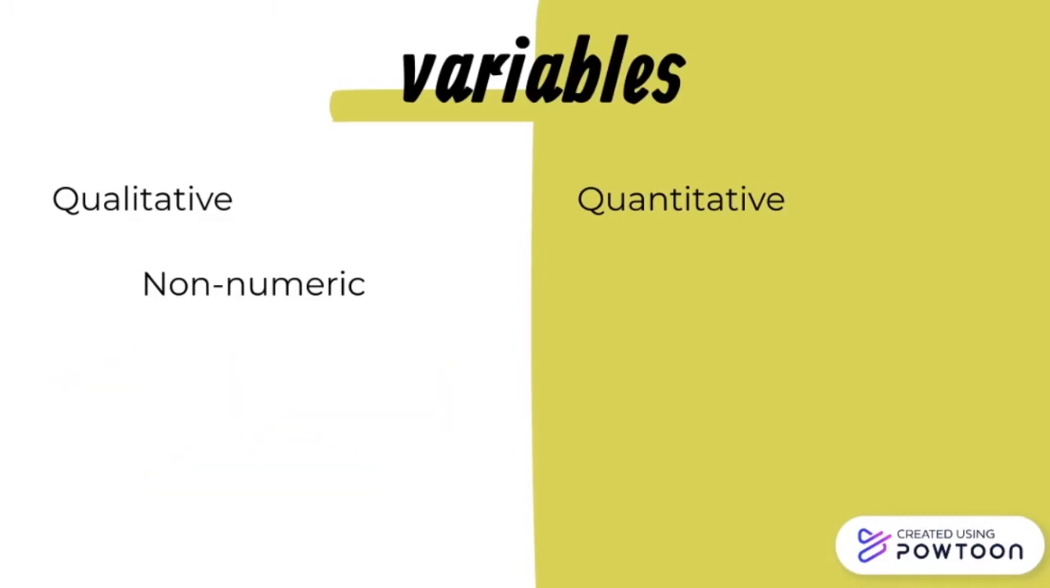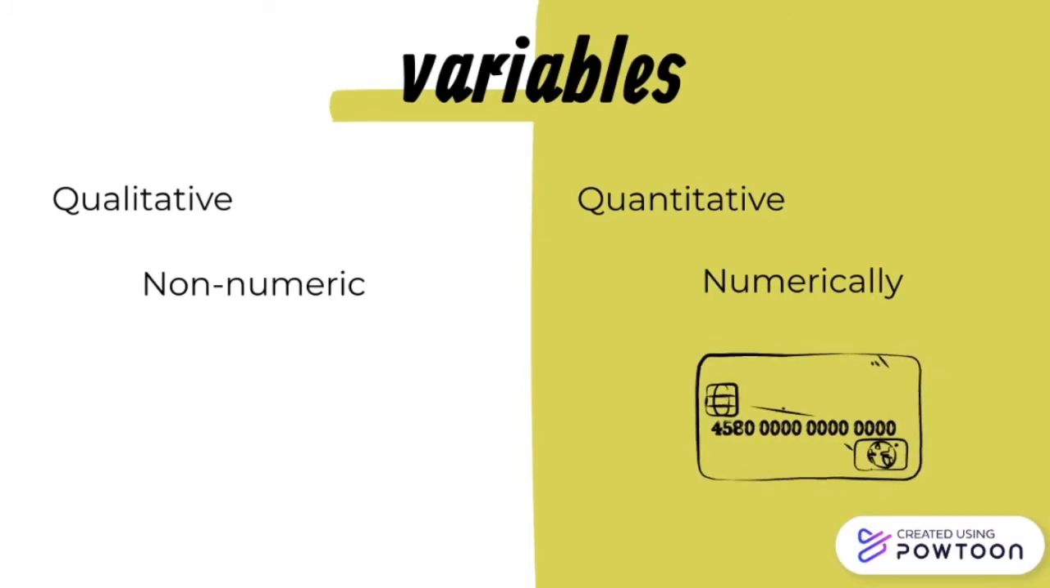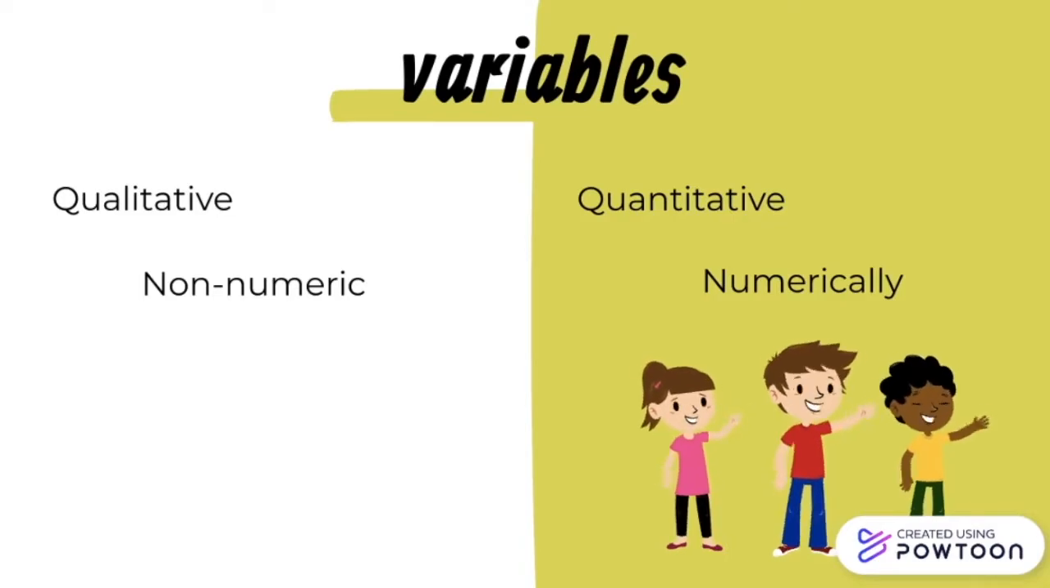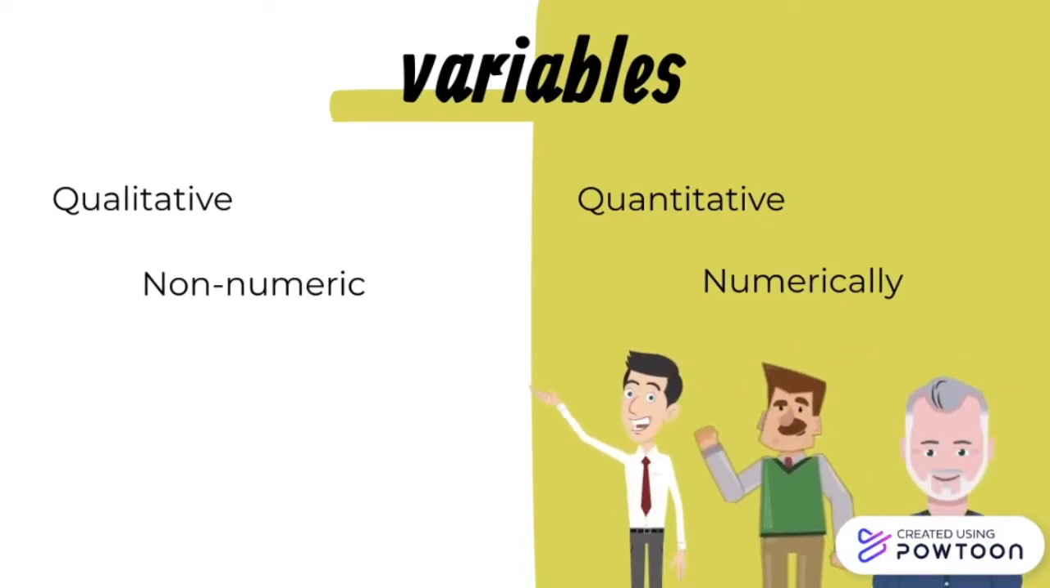When the variable studied can be reported numerically, the variable is called a quantitative variable. Examples of quantitative variables are the balance in your account, the number of children in a family, and the ages of company presidents.